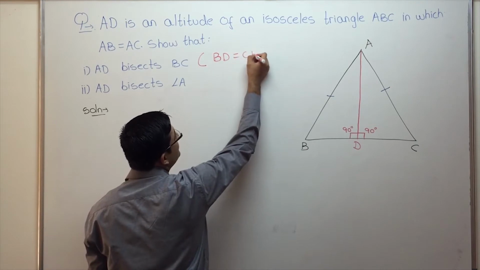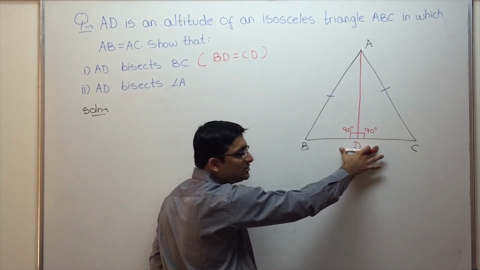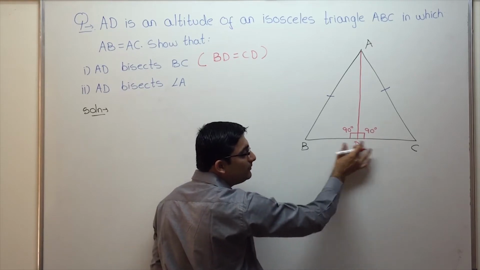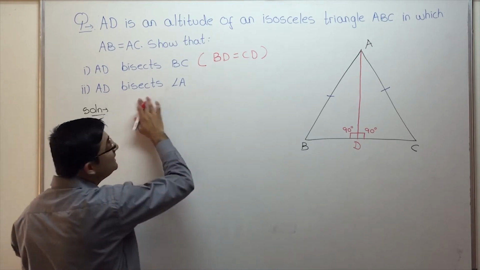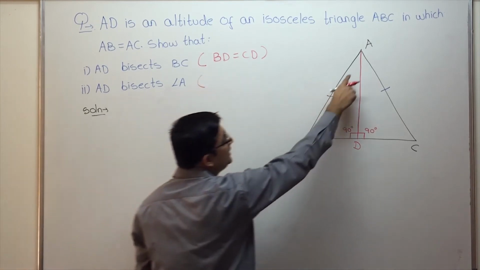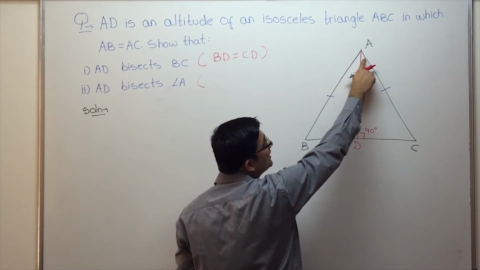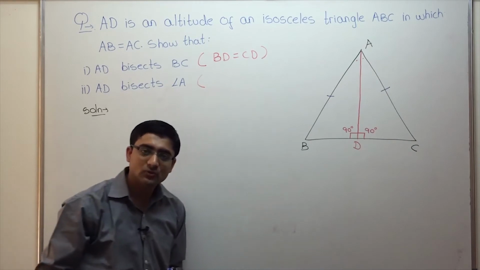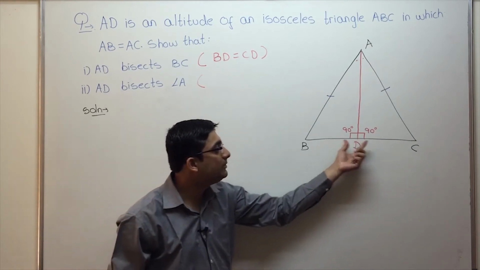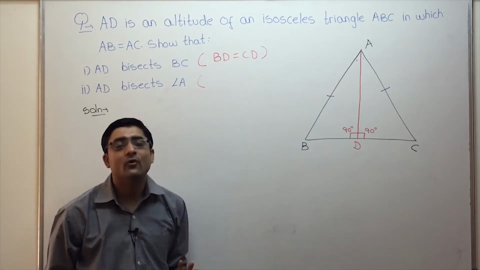I hope this is clear. See, we have to prove that AD is dividing BC in two equal parts. In which two parts is it dividing? BD and CD. So we have to show these two parts are equal, right? Next, AD bisects angle A. Bisecting an angle means dividing the entire angle in two equal parts. So we have to show these two angles to be equal. So what do we have to show in this question? We have to show BD is equal to CD and these two angles to be equal, right? So hopefully you've understood that.